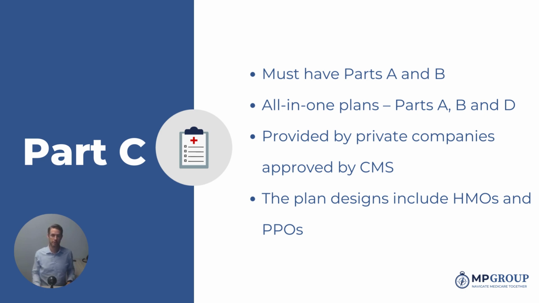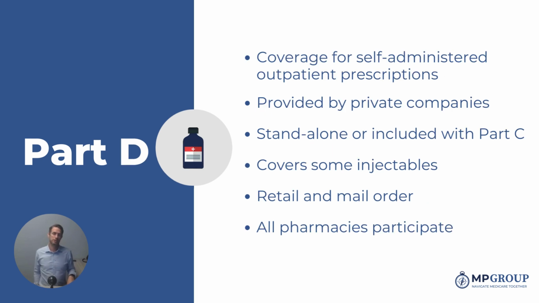Part D is your self-administered prescription drugs. So self-administered outpatient prescriptions. This is also through private insurance companies. So to be clear, Parts A and B are the only Medicare parts that you will get from the government. Okay, that's not something that I'm going to provide you an insurance policy for Part A and another one for Part B. That's government Medicare through the federal government. Everything else, C, D, and Medigap, dental, vision, hearing, all through private insurance companies.